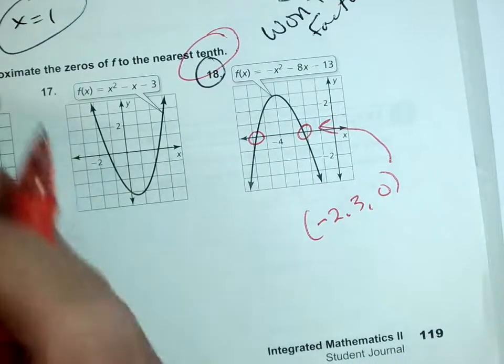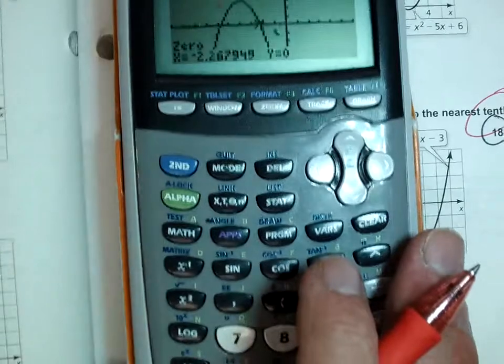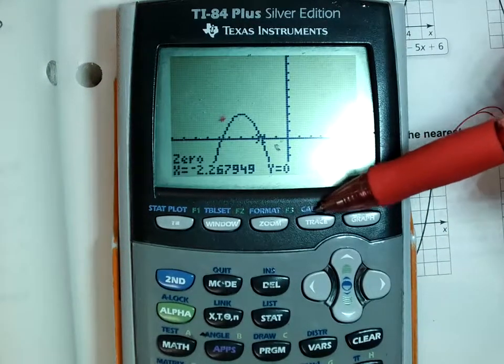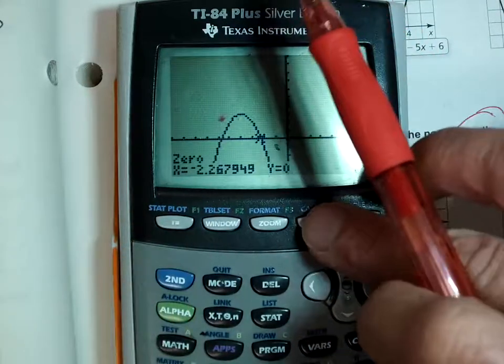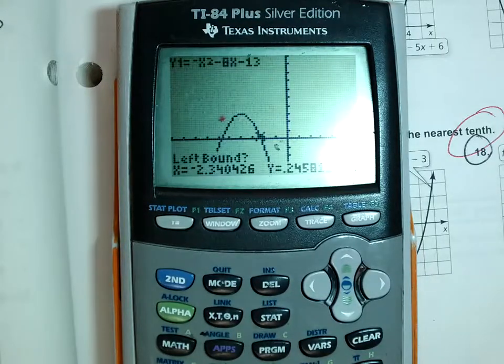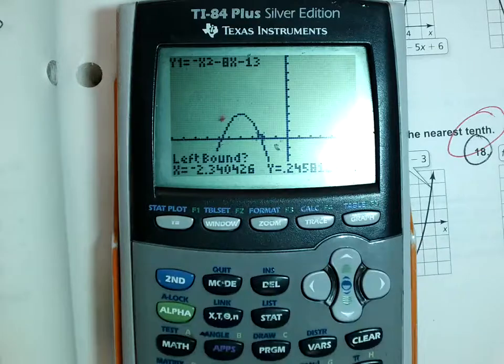Now there's two zeros. Let's find the other the same way, okay? So here's my calculator, okay? Where do I find the 0 function? In this calc feature, okay? It's in blue. So I'm going to go second, calc. I'm looking for the 0, right? I want this one now, right? I want that one. So let's tell the calculator where to look.